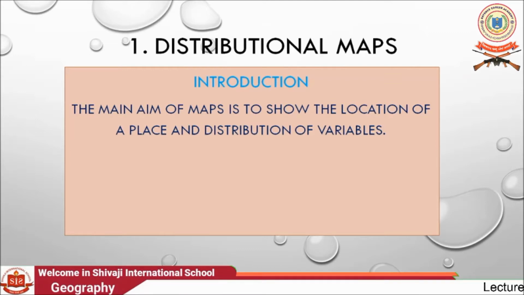So, mainly we use a distributional map to locate things or the distribution of variables. Means the main aim of a map is to show the location of a place and distribution of variables. Mostly a distributional map is used to show the location of any place or distribution of variables like population and distribution of cattle, like that. Okay.